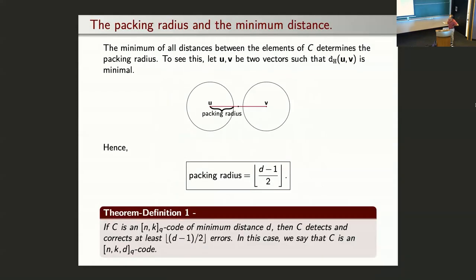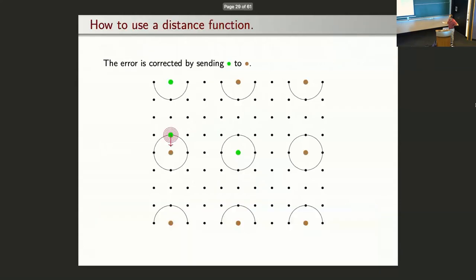And packing radius is simply the floor of (minimum distance minus 1) over 2. Indeed, here we had 4. 4 minus 1 is 3. 3 over 2 is 1/2. Its floor is 1.